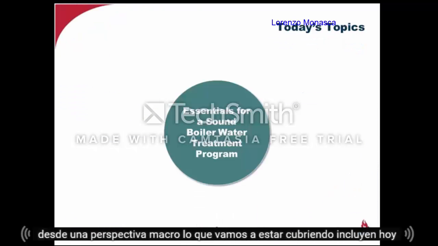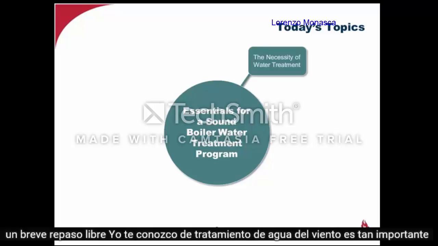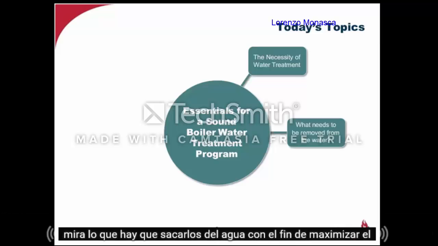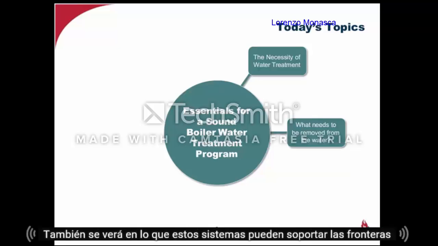Therefore, from a macro perspective, what we are going to be covering today includes 6 topics. Number one, we want to briefly review why water treatment is so important, just to kind of get us all properly focused. And then next we'll look at what needs to be removed from the water in order to maximize the efficiency and reliability of the boiler system.